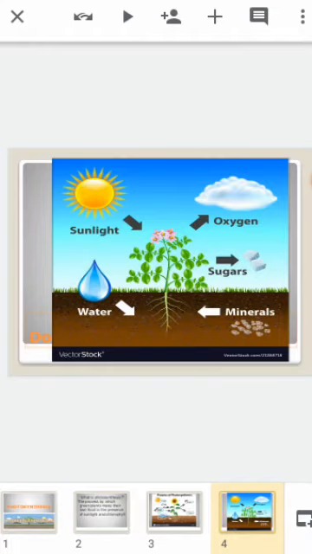And plants take sunlight from the atmosphere and release oxygen and sugar in the atmosphere.